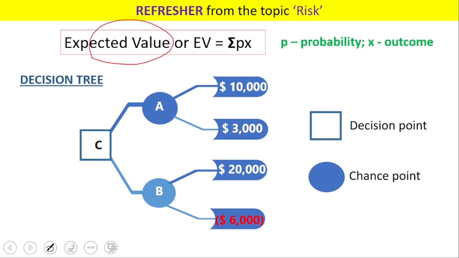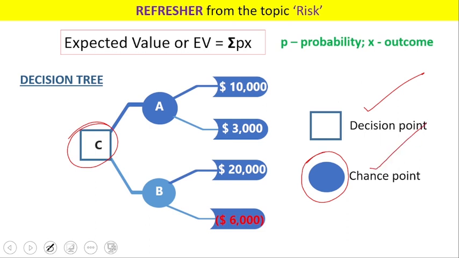Now the formula for expected value, or EV, is sigma px, where p is the probability and x is the outcome. Whenever we have to take a decision, we usually draw a decision tree. The square represents a decision point and the circle represents a chance point. So at the decision point, we are supposed to take a decision whether we have to start business A or whether we have to start business B.